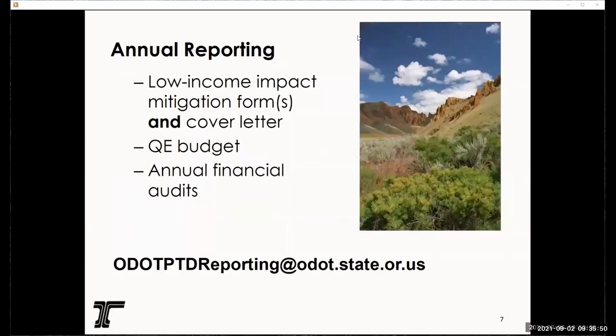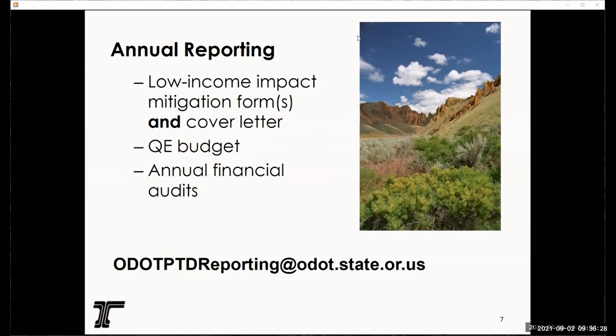Now let's talk about annual reporting. The first item on this list is low-income mitigation reports. This is an overview of actions taken to mitigate the impact of the STIF tax on passengers who reside in low-income communities. The QE and all PTSPs on a STIF plan must complete a low-income mitigation form. The QE must also complete a low-income mitigation cover letter, then bundle this with all the forms received and submit it to ODOT on an annual basis. This should be attached to the quarter 4 and quarter 8 SPR in a biennium.